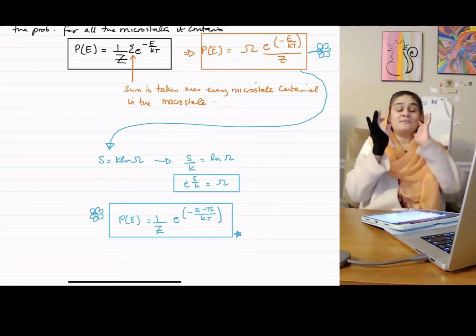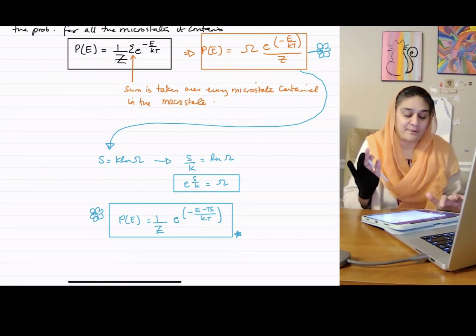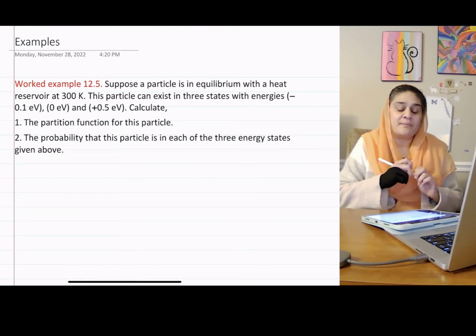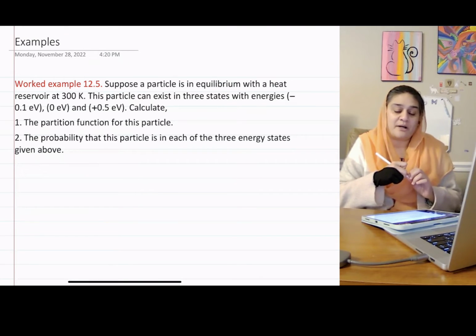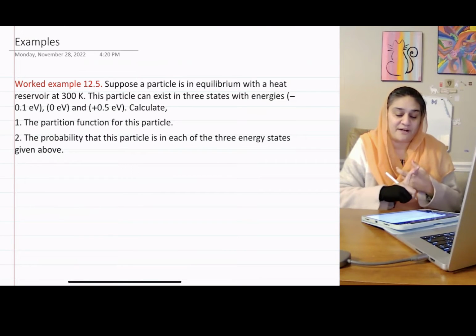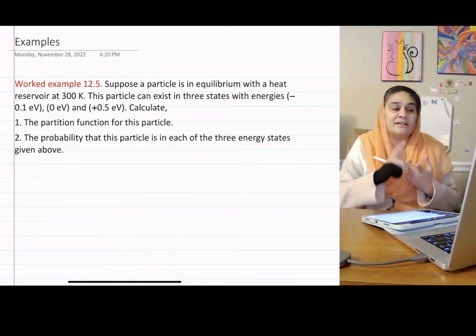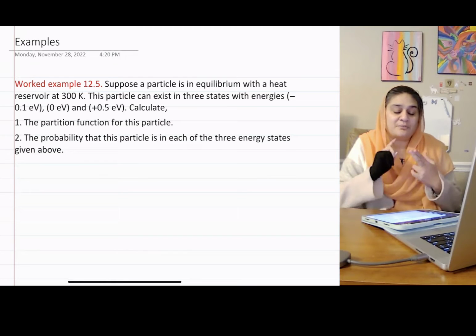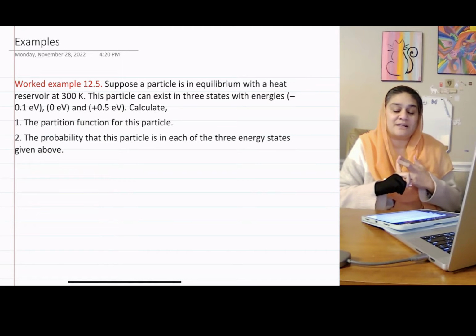Now, this seems all very complicated, but let's do an example that will make it make more sense. Suppose a particle is in equilibrium with a heat reservoir at T equals 300 Kelvin. This particle can exist in three states with energies -1, 0, and +0.5 electron volts. Number 1, calculate the partition function for this particle. Number 2, calculate the probability that this particle is in each of these three energy states given above.